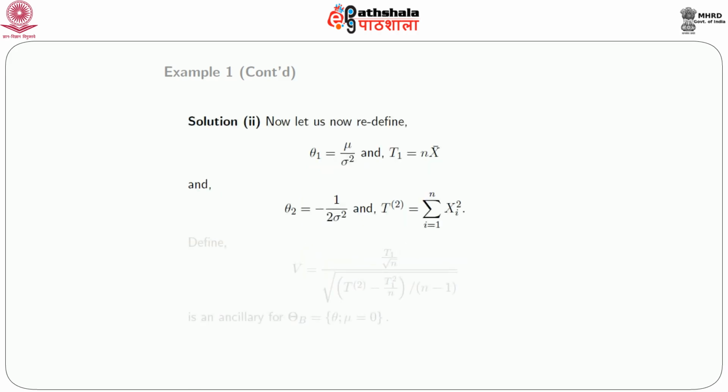Now we consider the solution of problem 2. Here we redefine θ1 as μ/σ², T1 equals n X̄, and θ2 equals −1/(2σ²), T2 equal to the summation of Xi². Now here we define V. V is equal to (T1/√n) divided by √((T2 − T1²/n)/(n − 1)), and it is ancillary for Θ_B, that is, the set of all θ with μ equal to 0.